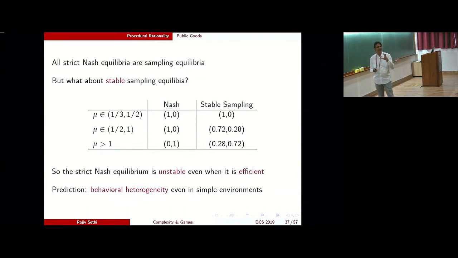You get something similar to what we saw with 3 actions and 2 players. You get this mixture. What if mu is bigger than 1? This also came up yesterday. If mu is bigger than 1, then Nash actually says contribute, because there's no tension.